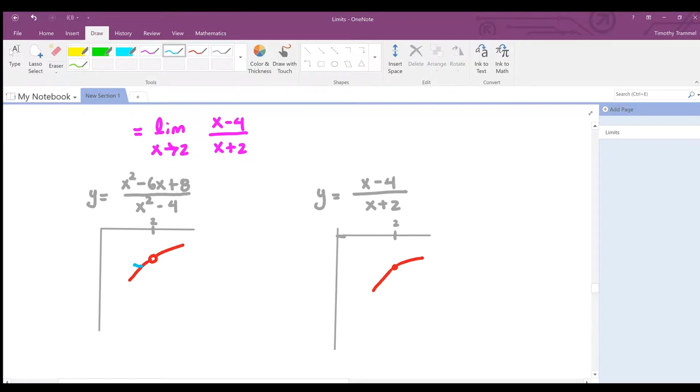But the point is, on either one of these graphs, if we come from the left or from the right, we're going to be approaching the same value. So what that means is I can use this x minus 4 over x plus 2 to find the limit I want. I can just use direct substitution on this. So if we do that, we get 2 minus 4 over 2 plus 2, which is minus 1/2.